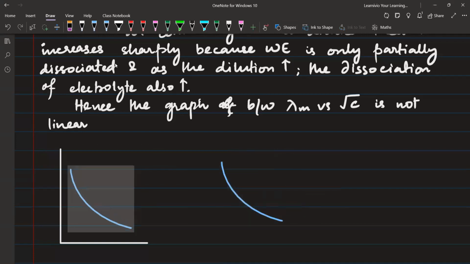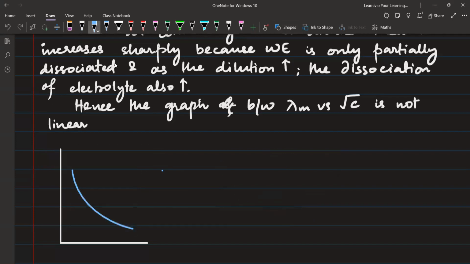So, it increases like this. Okay. So, again, here also we are going to have lambda molar conductivity here, and root c here. So, as the concentration is decreasing in this way, the lambda m is increasing very sharply.